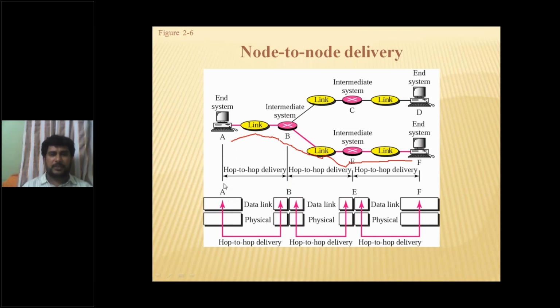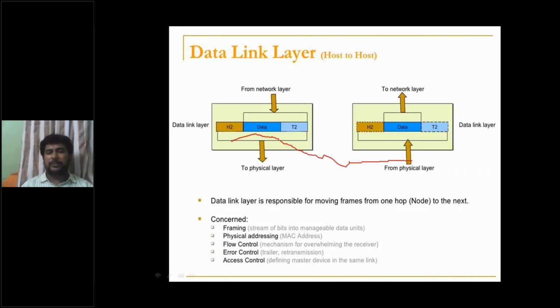The next function which the data link layer performs is that it receives the data from the network layer, and to that data it adds two inputs called the header and the trailer. The trailer is used for error detection and correction purposes, and the data plus the header and trailer together is called a frame. So one more function performed by the data link layer is framing.